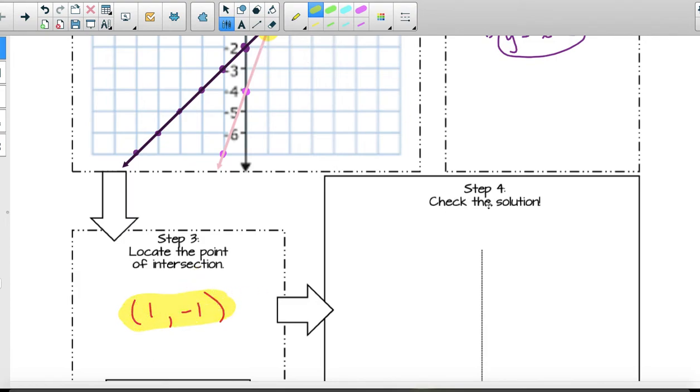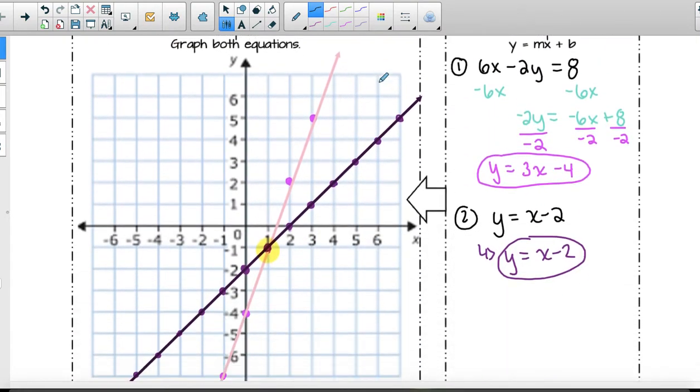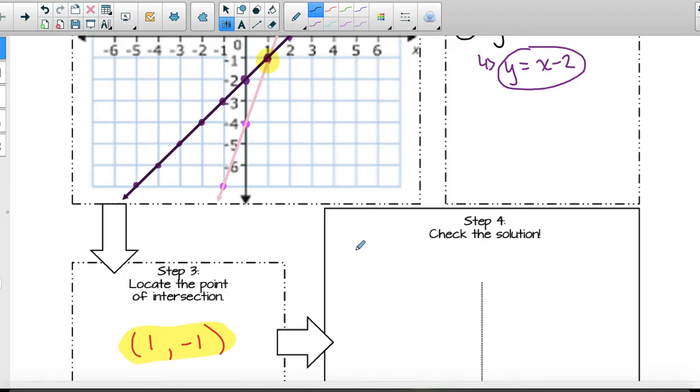Step 4 is to check the solution. So our solution is 1, negative 1. This is an x and this is a y. To check the solution, we plug them into the original equations. So the first equation, if we go back to the problem, was 6x minus 2y equals 8. And the second equation was y equals x minus 2.